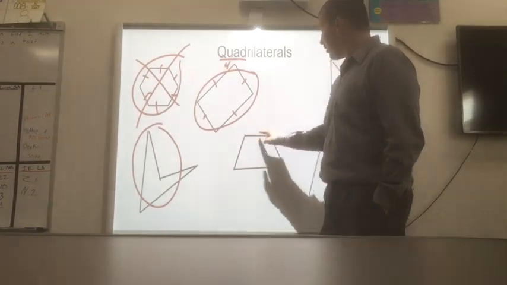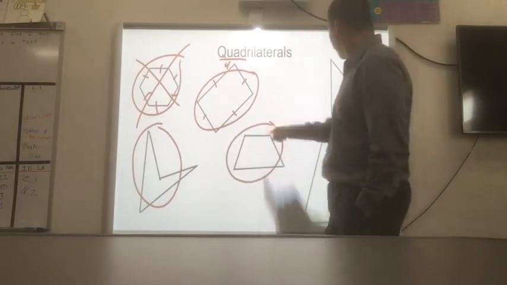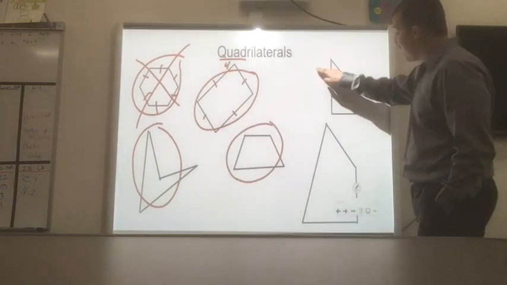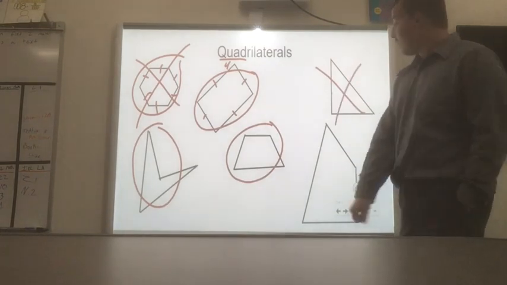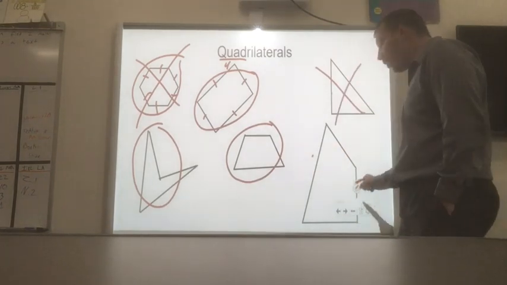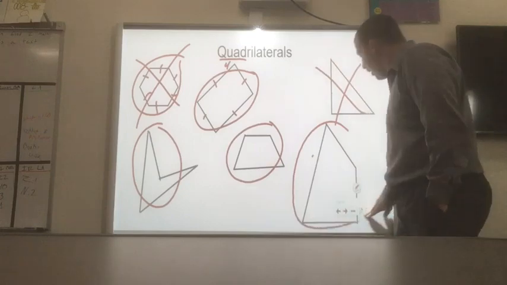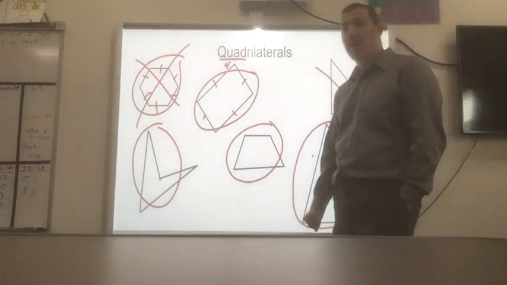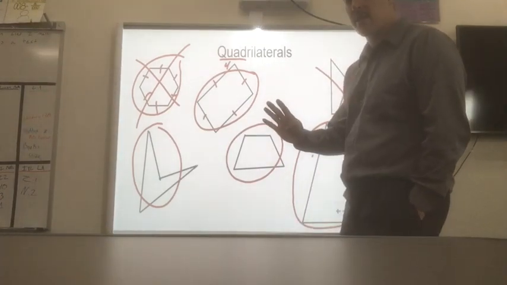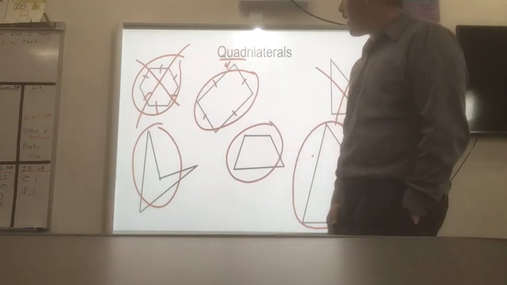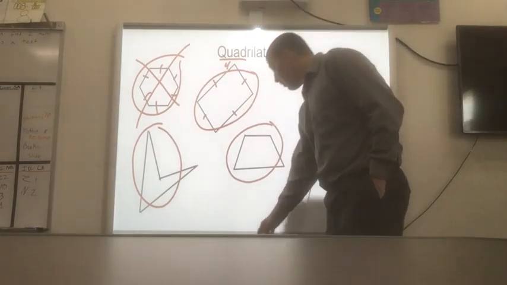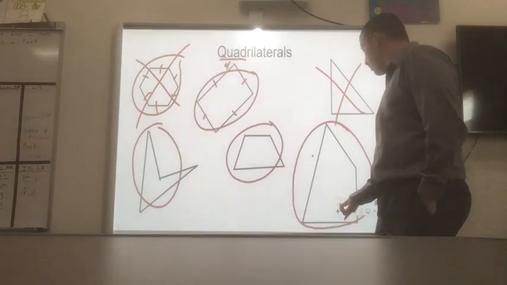All right, here, 1, 2, 3, 4, quadrilateral. 1, 2, 3, not a quadrilateral. Okay? 1, 2, 3, 4. That one would be a quadrilateral. Again, if it has four sides, it's considered a quadrilateral. Now, all the other classifications we're going to be working with today are going to be quadrilaterals.